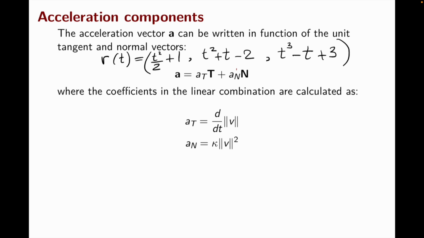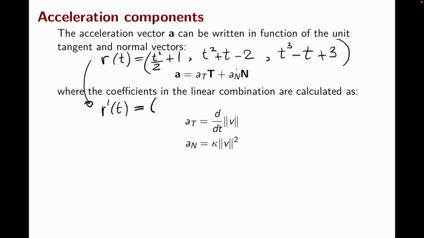So now we want to calculate the decomposition of the acceleration into the tangent and normal vectors. For that, observe that both coefficients depend on the velocity, so in fact they depend on the norm of the velocity. So the first thing that we need to do is to calculate the velocity and then calculate the norm. Okay, so the velocity is just the derivative of that, right? So the velocity is going to be equal to, and so we do the derivative of this.